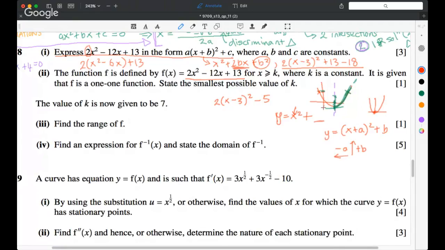But now we have one that's been shifted across by plus 3 because it was a minus 3 in here, and down by 5. So the x coordinate at this point is 3. And that is the minimum value of k that you would need for the function to be defined as one-to-one. And that's all the question is asking.